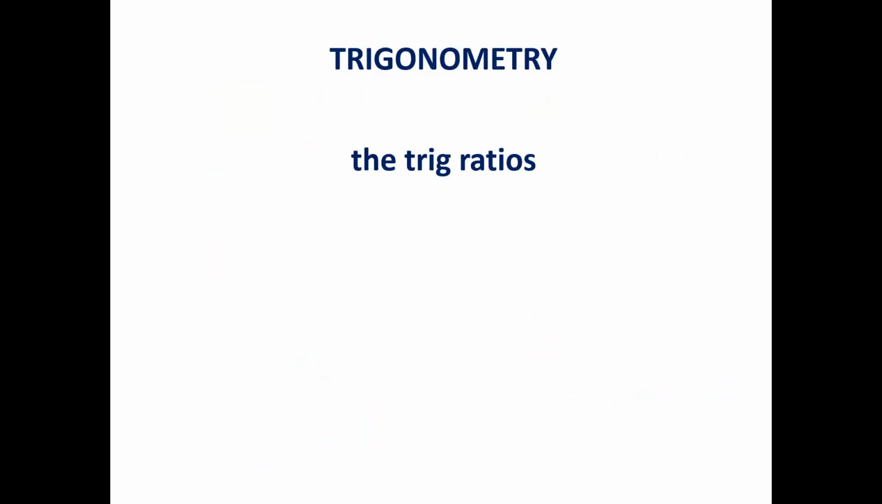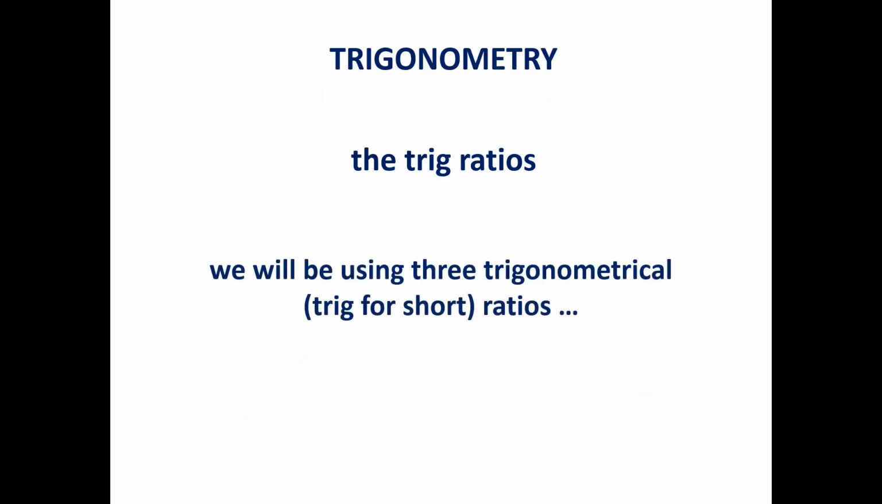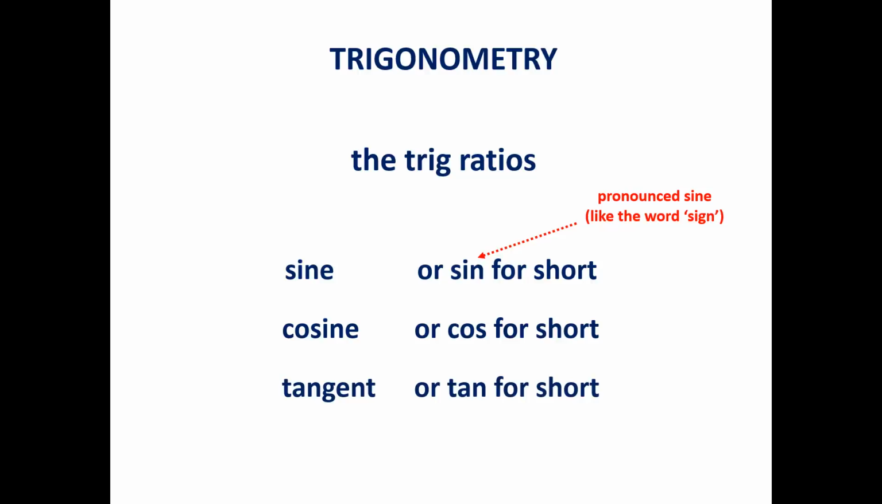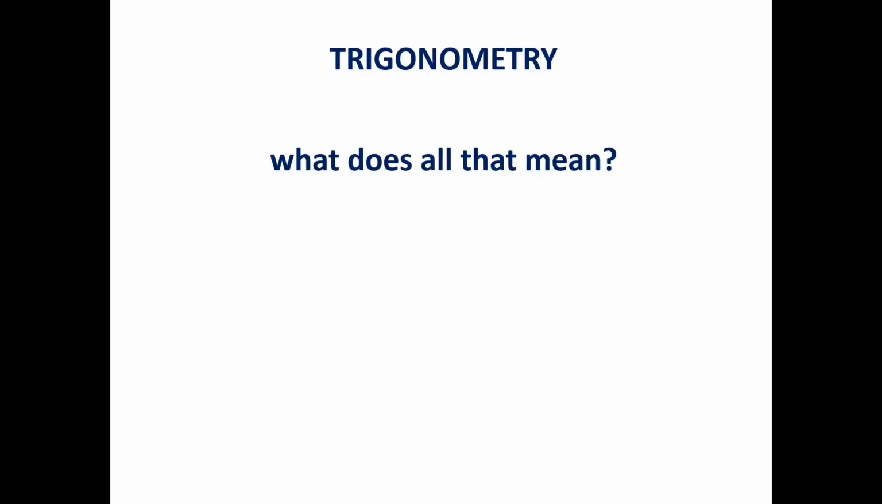Let's move on. Now what we're going to deal with are 3 trigonometrical, or trig for short, ratios. And that sounds a bit horrible. And then we've got 3 of them. We've got sine, which is written S-I-N. People pronounce it sin, but we pronounce that sine. Cosine, or cos for short, and tangent, or tan for short. So we've got sine, cos, and tan. And it sounds dreadful, doesn't it? It doesn't really help us understand what it's all about.